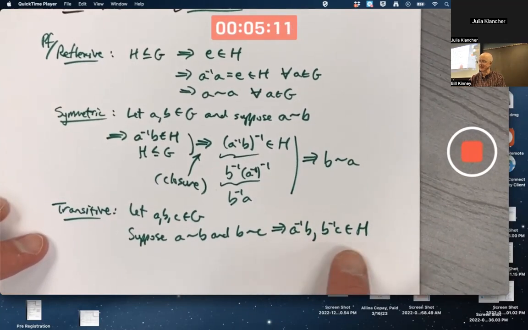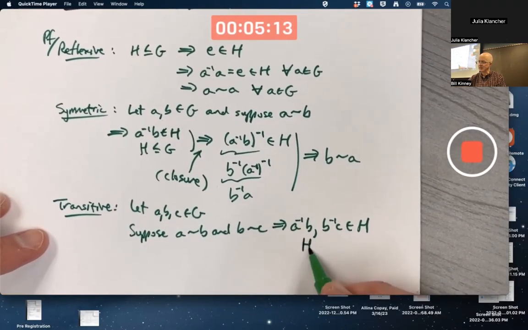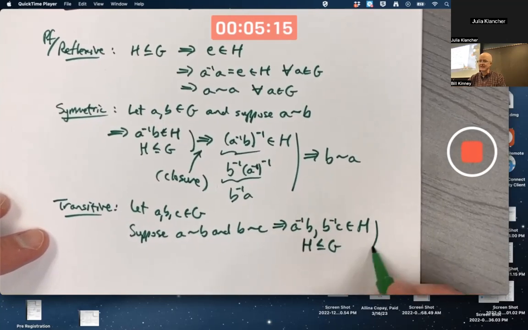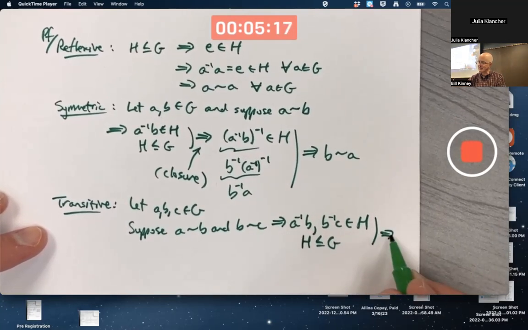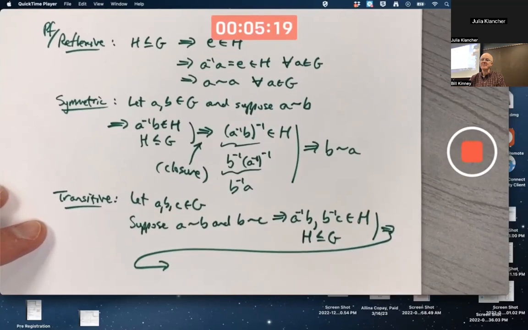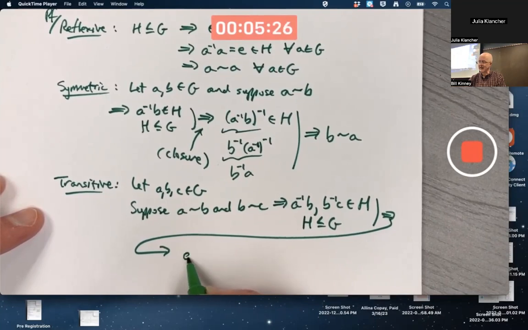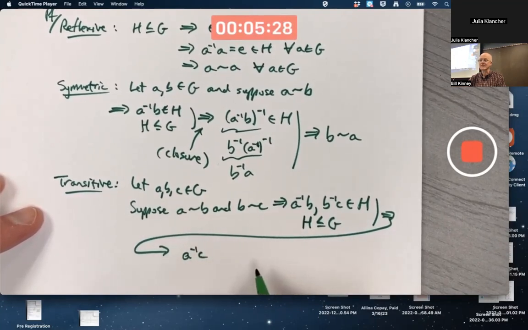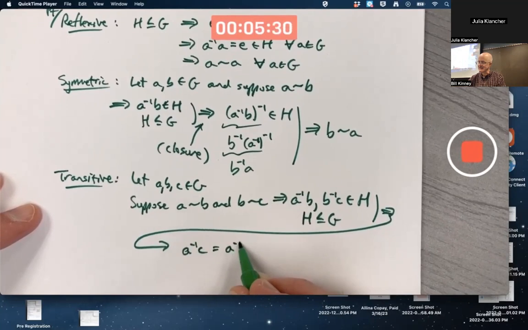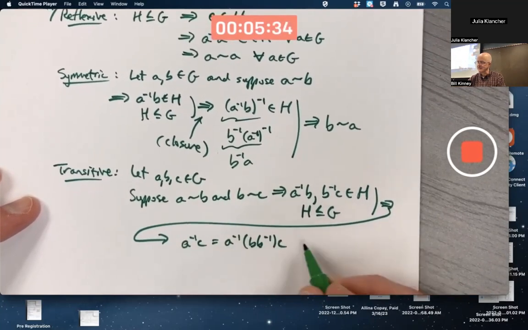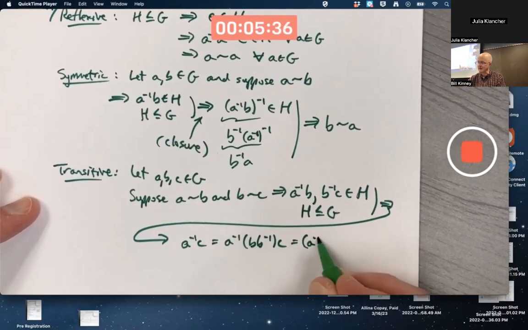You've got two things that are in H. H is a subgroup of G. These things imply that their product is in H as well. But what is their product? Their product is A inverse C, right? Because of this trick, and the associative property.